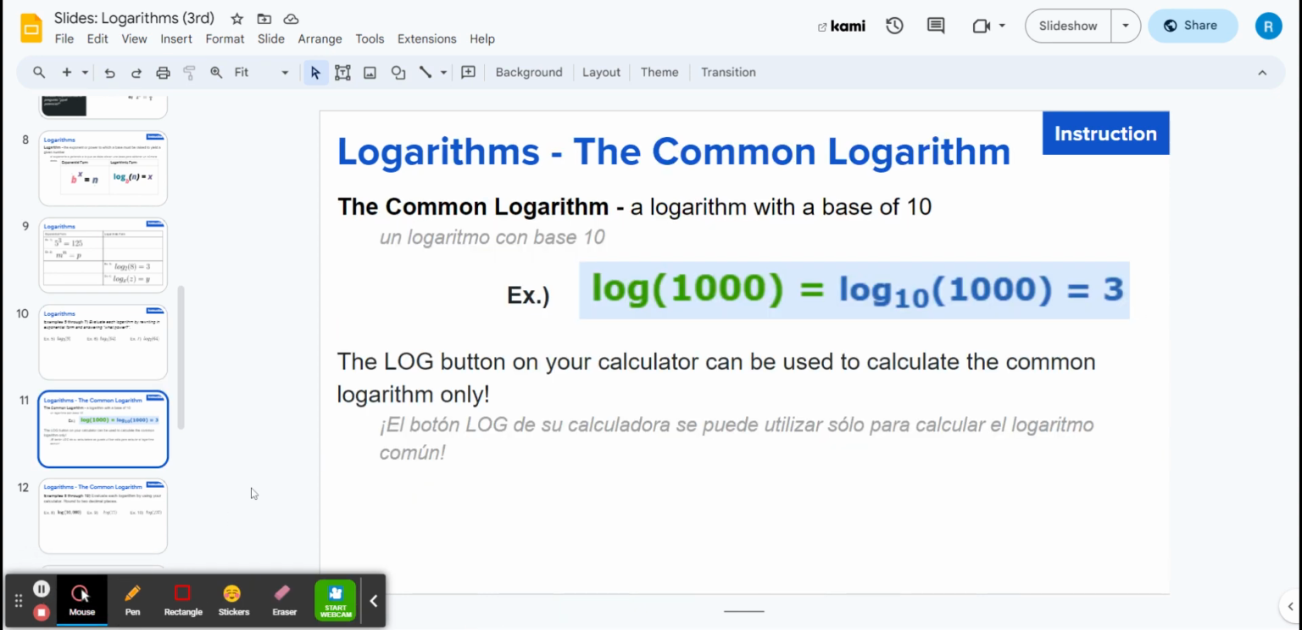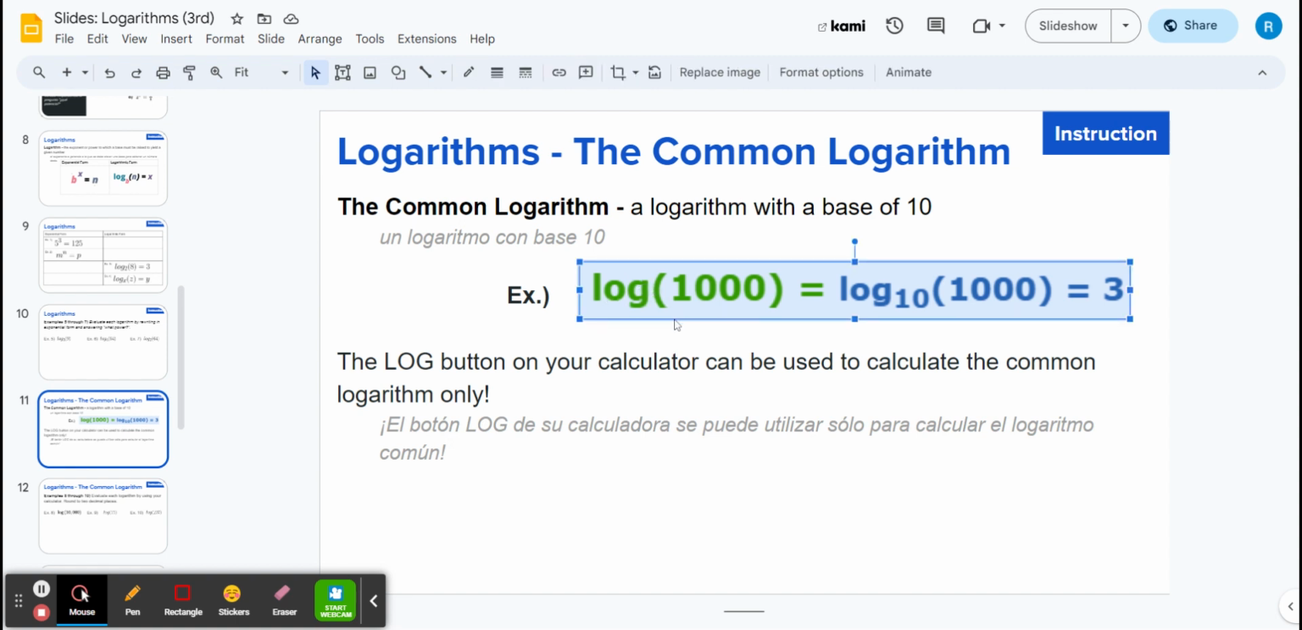Now, there's a special type of logarithm called the common logarithm, and that's anything with a base of 10. One thing to look out for is we might write this logarithm without any base noted. Look at that green example there. Log of 1,000 with no base is the same thing as saying log base 10 of 1,000. And in both cases, these are equal to 3.